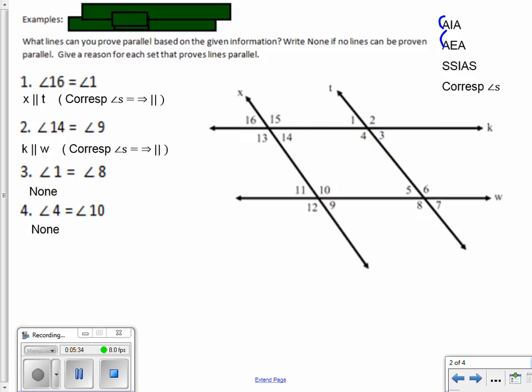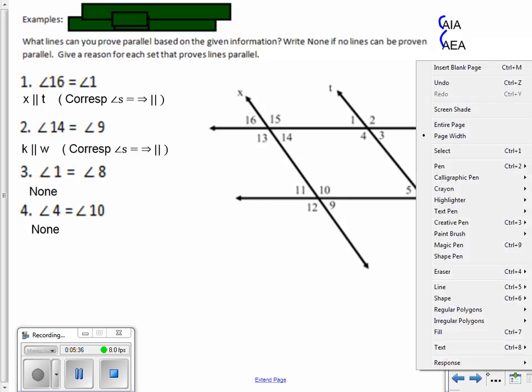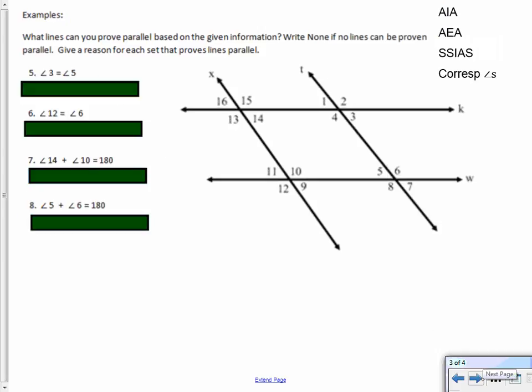Actually, I don't need to erase. Just go on to the next page here. So again, we're going to keep going with our figure. Look at our angle relationships. Remember, these are the only four that tell us for sure anything is true.